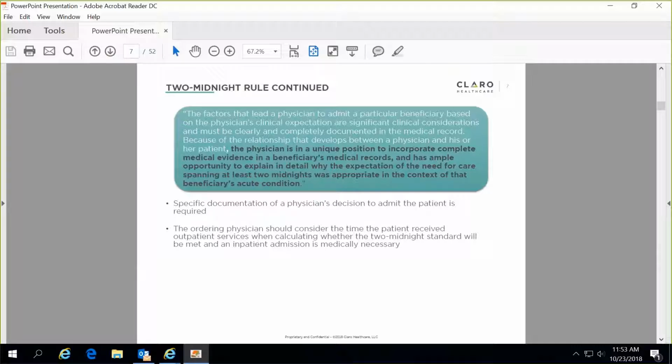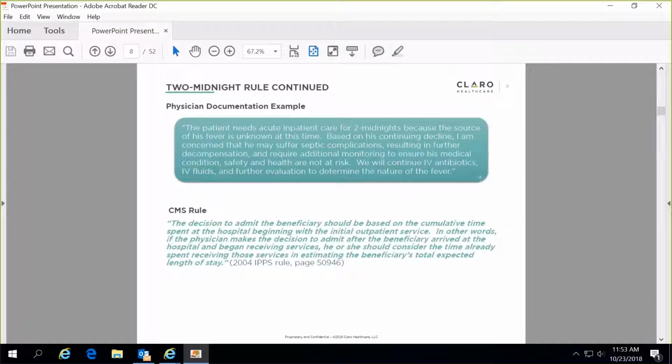Here's some examples of physician's documentation. Okay, yeah, the patient needs acute inpatient care for 2 midnights because the source of his fever is unknown at this time. Based on his continuing decline, I am concerned that he may suffer septic complications resulting in further decompensation and require additional monitoring to ensure the medical condition, safety, and health are not at risk. We will continue the IV antibiotics. So we need all of that. We need that, your thoughts.